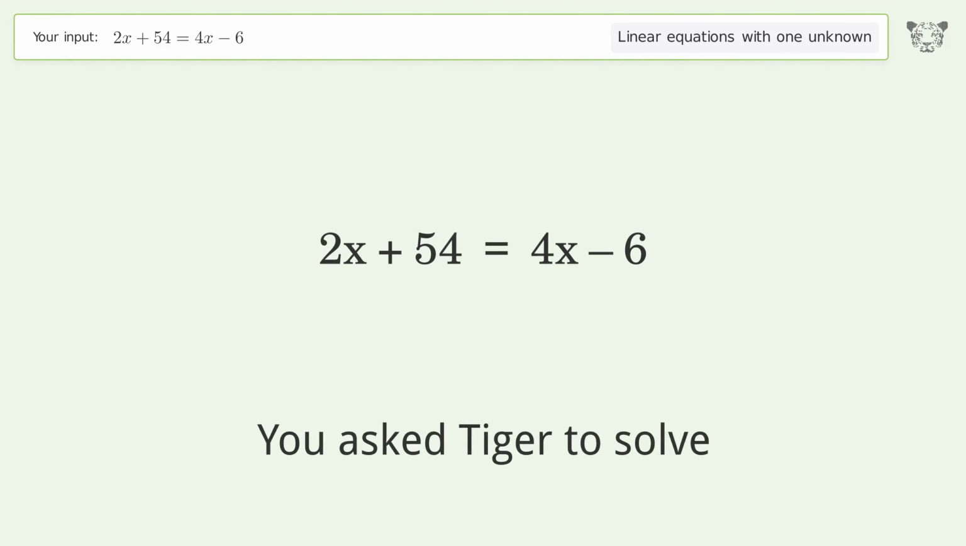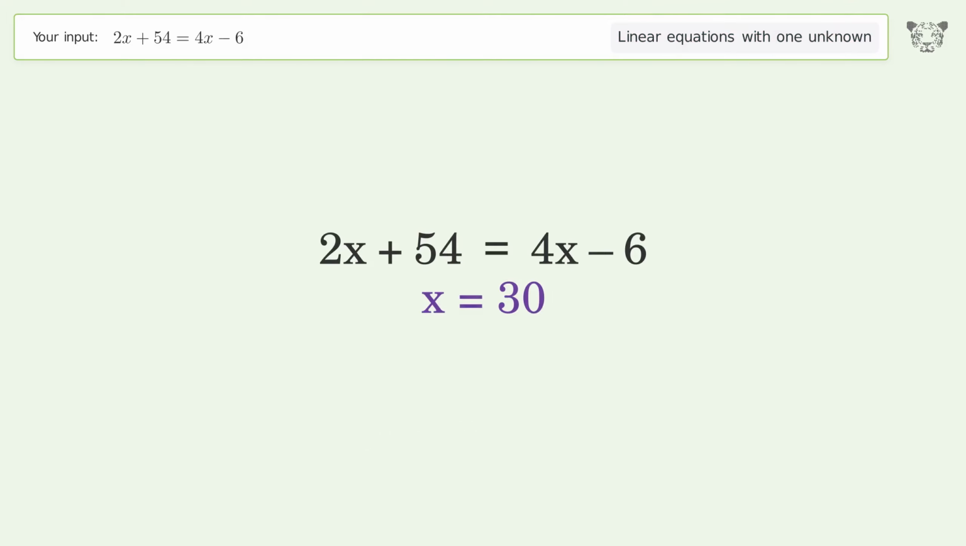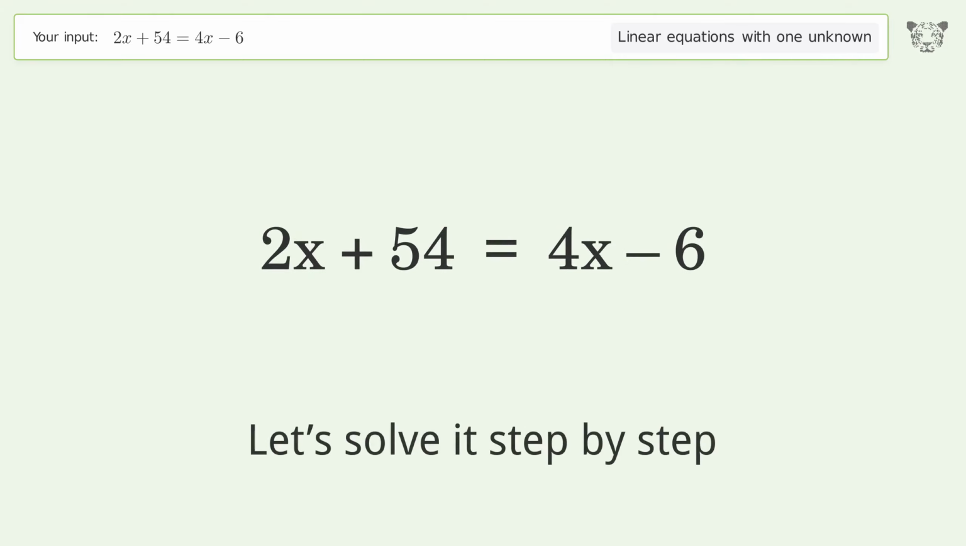You ask Tiger to solve. This deals with linear equations with one unknown. The final result is x equals 30. Let's solve it step by step.